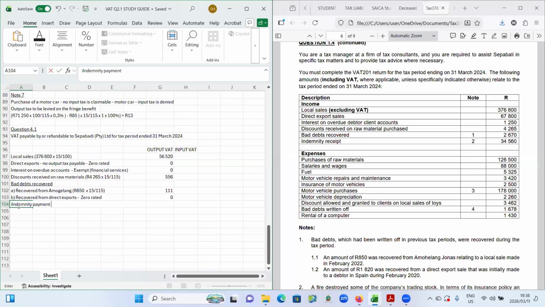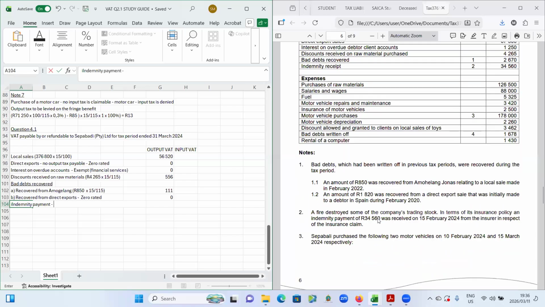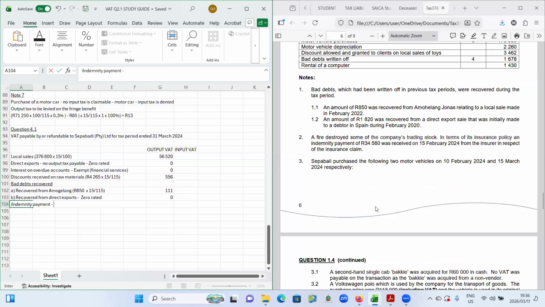Indemnity payment. Note number 2. A fire destroyed some of the company's trading stock. In terms of its insurance policy, an indemnity award of 34,650 Rand was received on 15 February 2024 from the insurer in respect of the insurance claim.